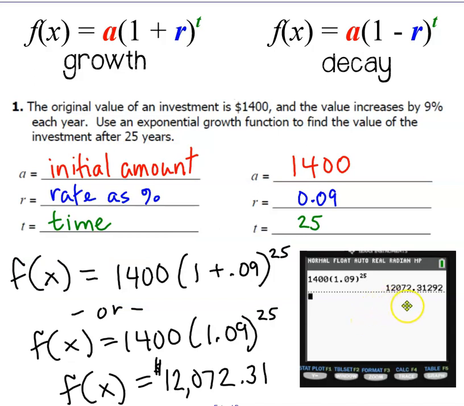You'll notice my final answer is quite a long number. The decimal goes many place values, but since we're talking about money here, we will round to the nearest hundredths place or the pennies. So in 25 years, our $1,400 investment will now be worth $12,072.31.